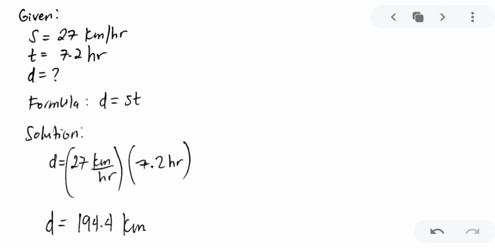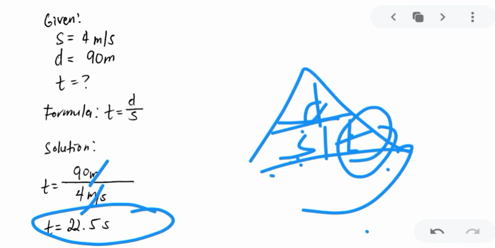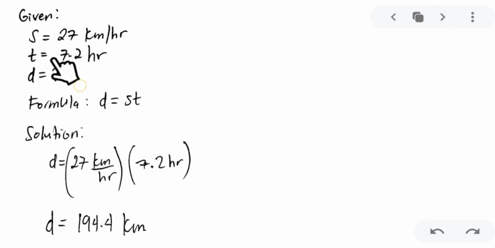Another example, we have here the given values of speed at 27 kilometers per hour and the time is 7.2 hours. So we are looking for the distance. To find that, distance is equivalent to the speed multiplied by the time. Then we have the formula, distance is equivalent to the product of speed and time.